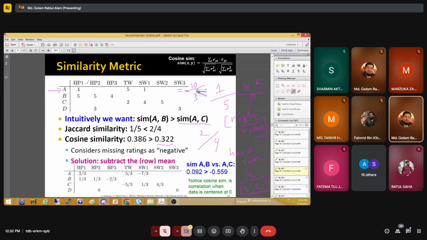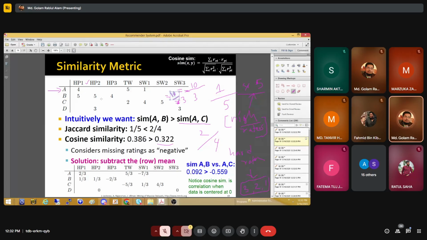Similarly, we have to calculate the mean for the row B. Sorry, this is the row B. The mean value will be 5 and 5, that is 10, plus 4, that is 14. 14 by total 3. 1, 2, 3. That is 3. So the mean for row A is 10 by 3.